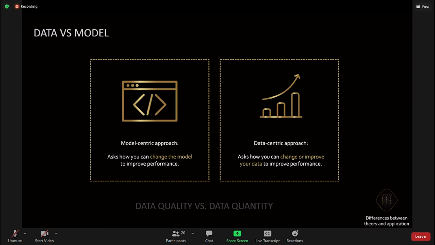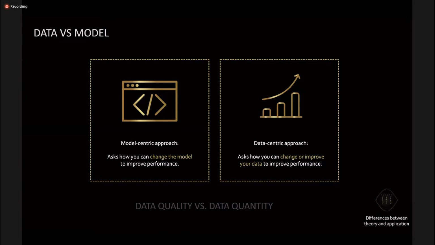So, for example, if you are tackling classification problems or regression problems, when you are learning, you are focused on building the best model you can to tackle the problem. So this approach basically asks how you can change the model to improve performance. And that's okay when you're learning and experimenting, but there's another approach to data science and artificial intelligence problems, and that's the data-centric approach.